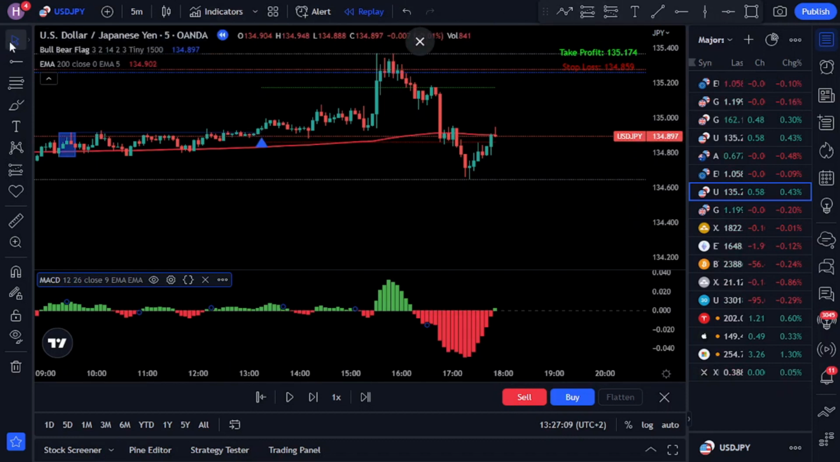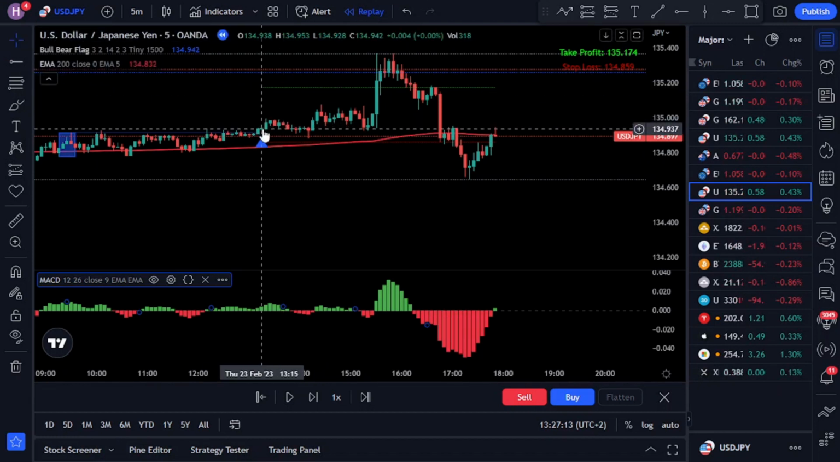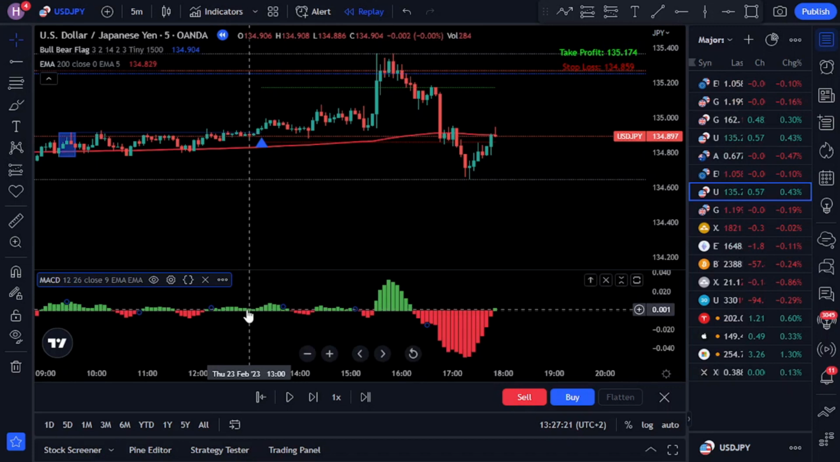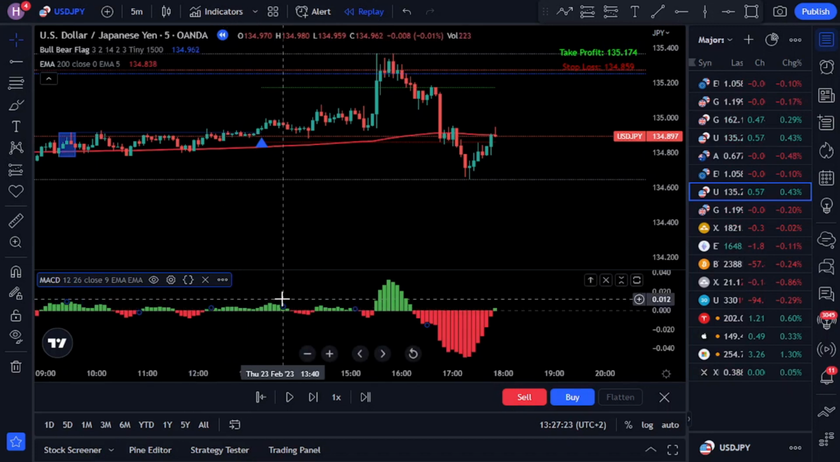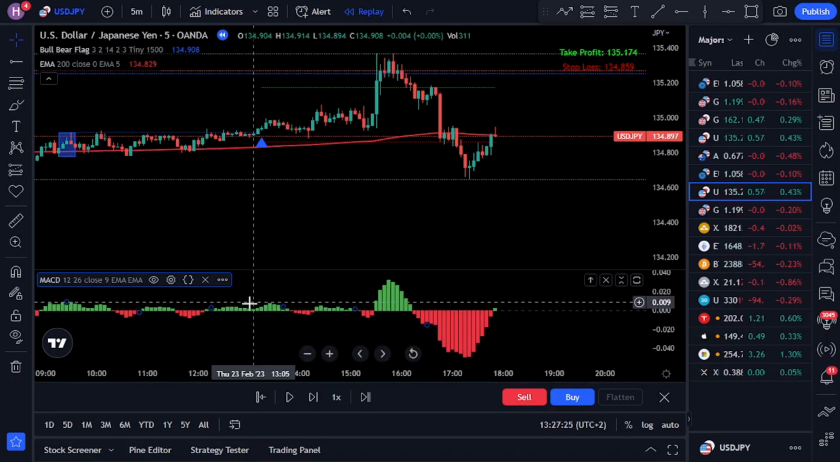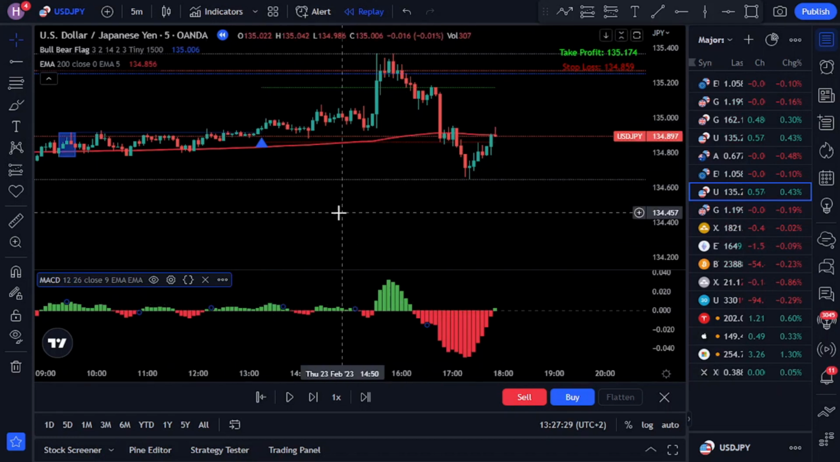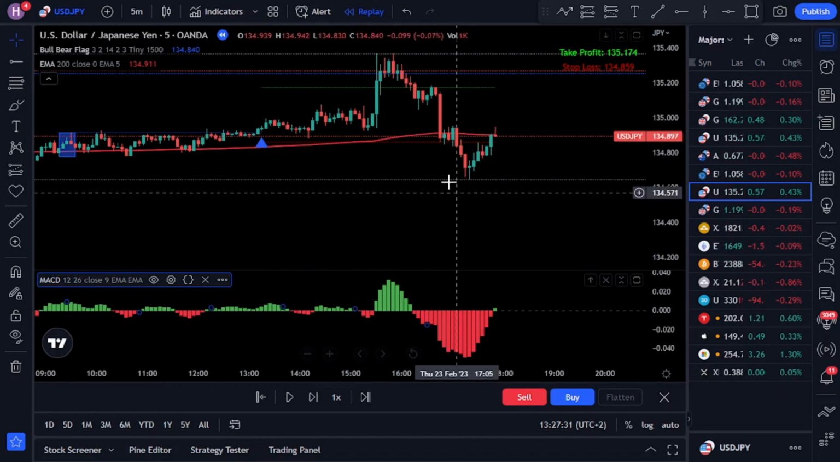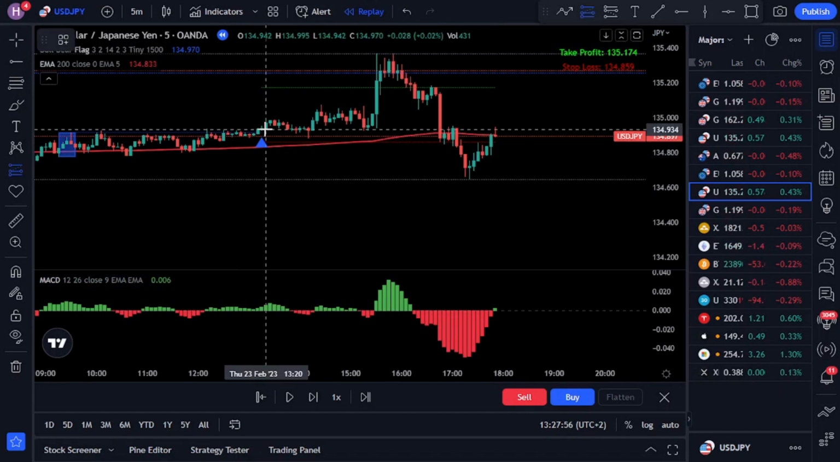Our second indicator is that the MACD must show momentum for the trade, meaning that it should be showing the same color for bullish momentum for our trade. Thirdly, our bull bear flag indicator is our entry signal, meaning it shows us when to buy or sell.